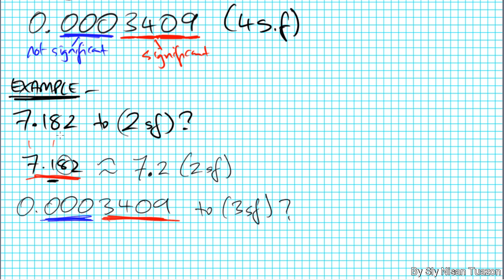So basically it's going to be that long. These zeros aren't significant, so they're going to be part of the answer later. So I need to look at this number here. Is it above 5? Yes, so I need to round this up by 1. So 0.00034009 to 3 significant figures is going to be 0.000341 to 3SF.